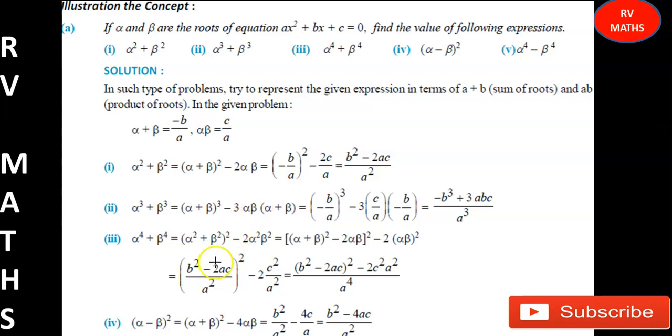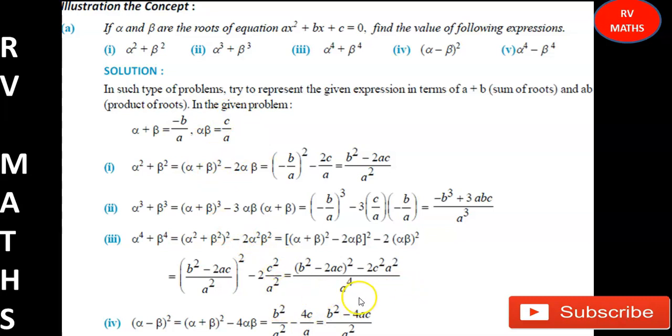See, alpha power 4 plus beta power 4 can be written using alpha square plus beta square the whole square, and using the formula, alpha square plus beta square the whole square minus 2 alpha square beta square. We know already the value of alpha square plus beta square. We substitute that value here, and alpha square beta square is nothing but alpha beta whole square, that is c by a whole square, which is c square by a square.